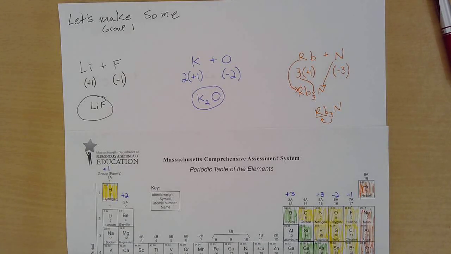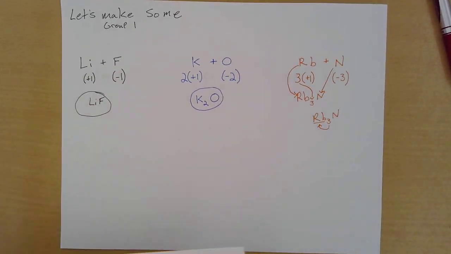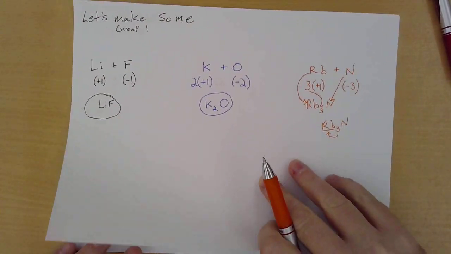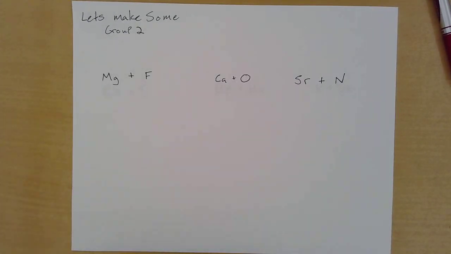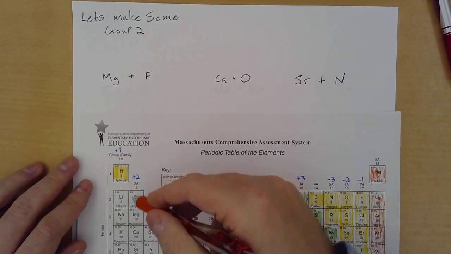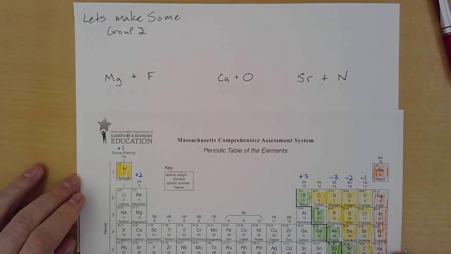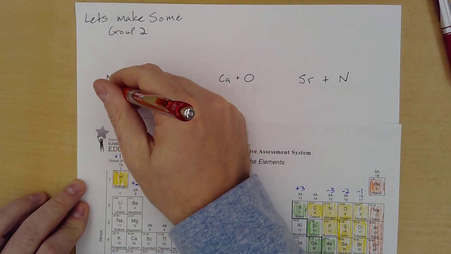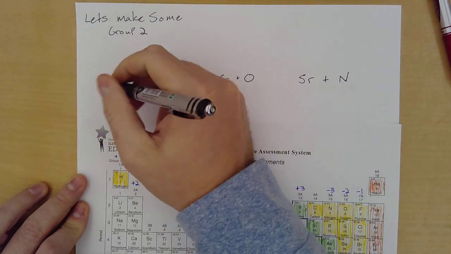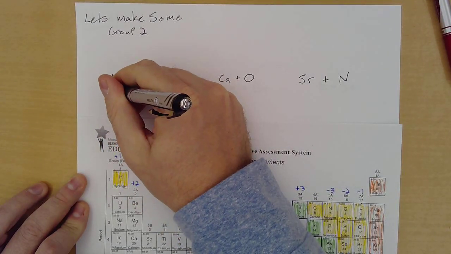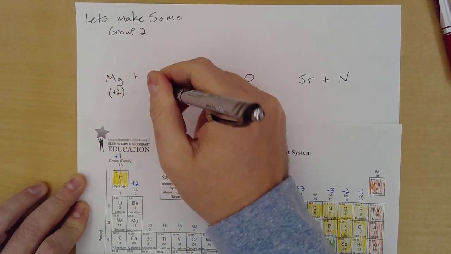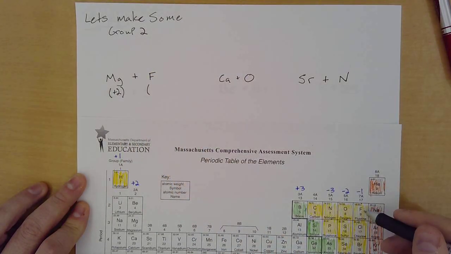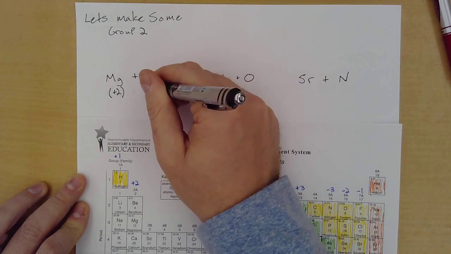Okay? So let's try this with a different group. So all of those were through group 1. Let's try this with group 2. So group 2, meaning this group right here. So we got magnesium. Magnesium is a 2. So magnesium over here is a +2. Fluorine over here, which we did a minute ago, is a -1.